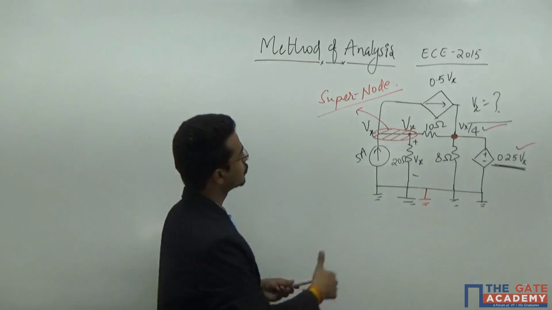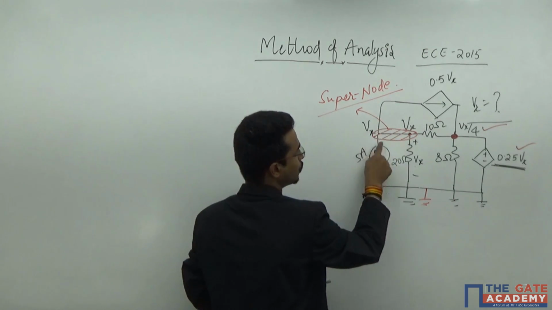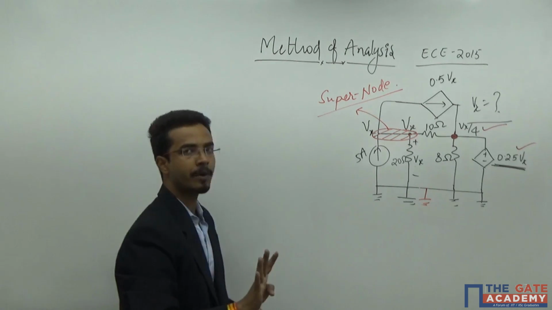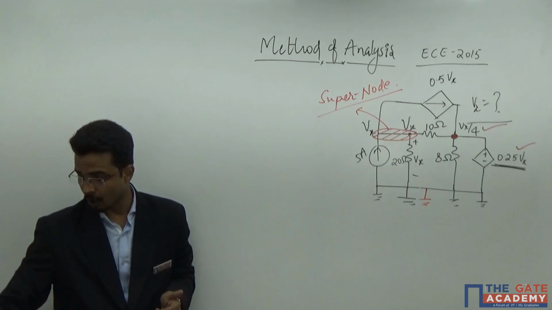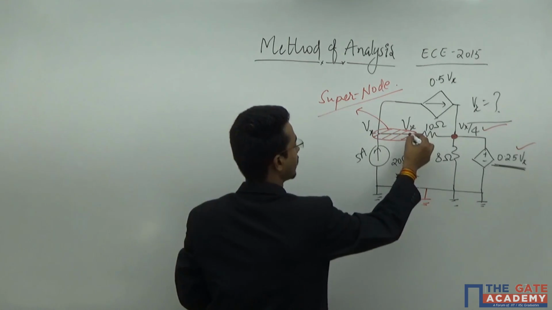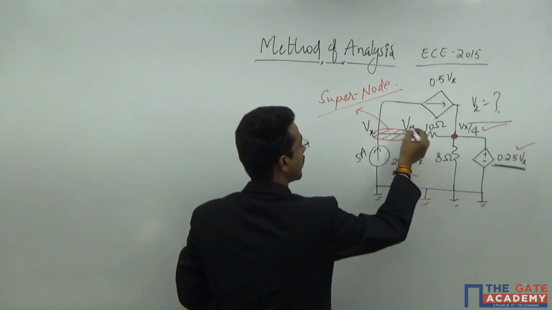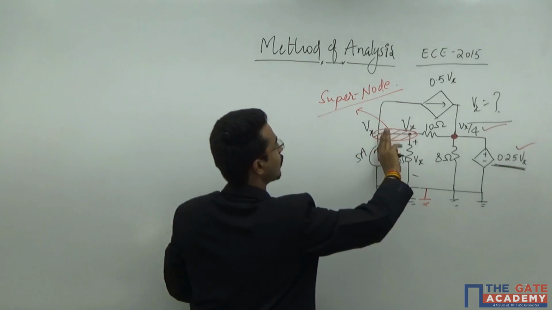Now here, with this super node I have 1, 2, 3 and 4. That means I have 4 branches with this super node. That means I will write down all the currents of this particular node. This is one entire node for me. I will write down one by one.